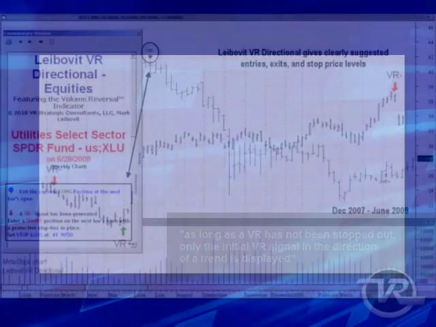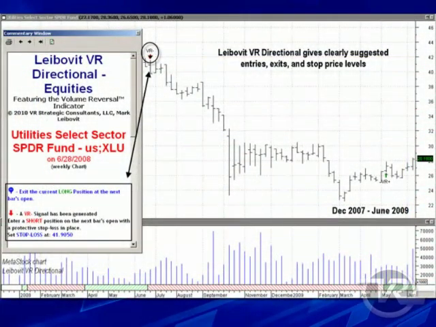Since the Leibovit VR Directional Expert can also be used for trading, a feature of this expert is that stop losses are placed on the chart as well as included in the commentary. The Leibovit VR Directional Expert also presents its commentary in a trading-friendly format, including order placement and stop-loss levels.